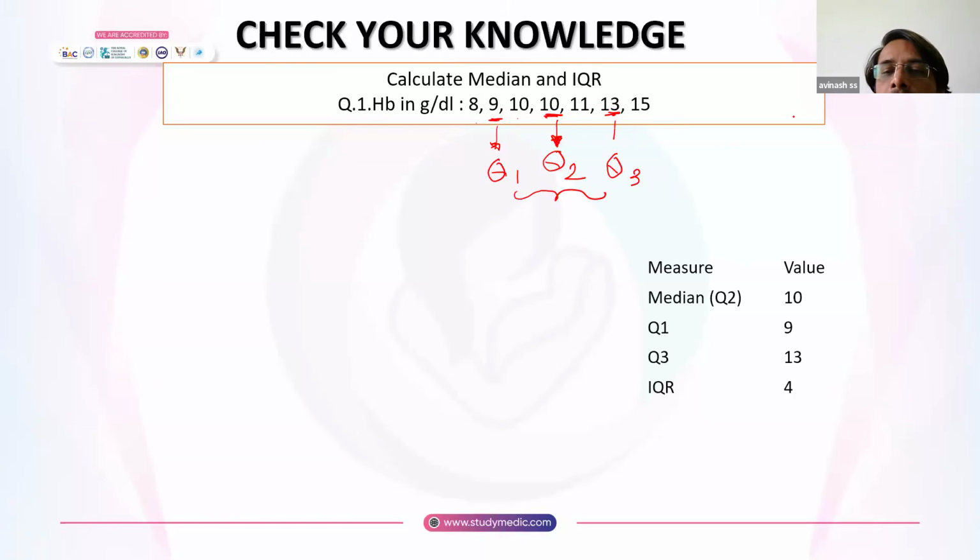Or you can use the formula. For quartile 2, it is the n plus 1 by 2th value, whereas for quartile 1, it is the n plus 1 by 4th value.